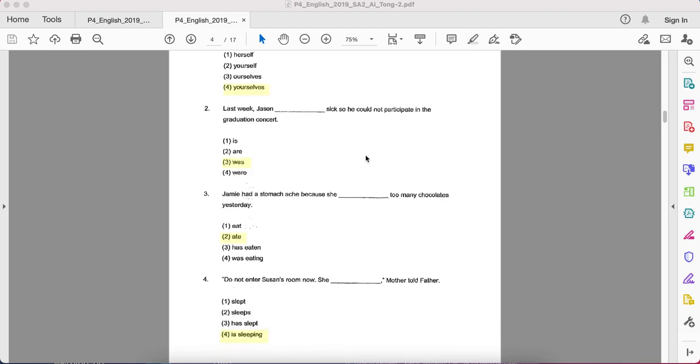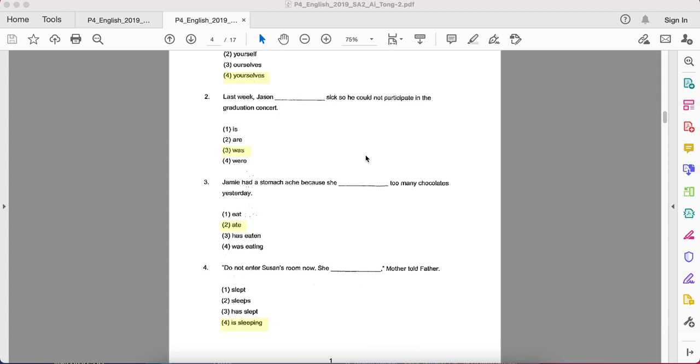And question number 2, "Last week Jason dash sick, so he could not participate in the graduation concert." Now, if you look at the options that are given, the right word is going to be "was," okay? Because last week you're referring to the past tense. So last week, Jason was sick, so he could not participate in the graduation concert.